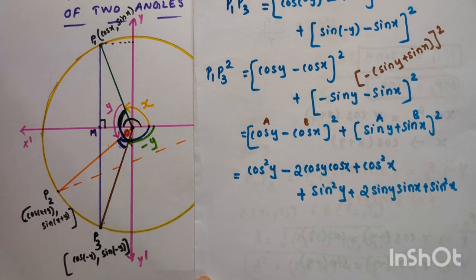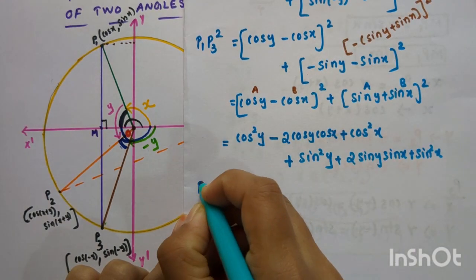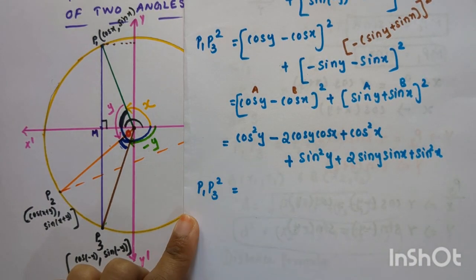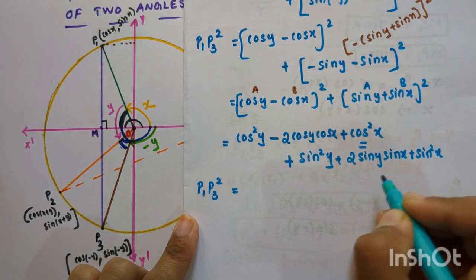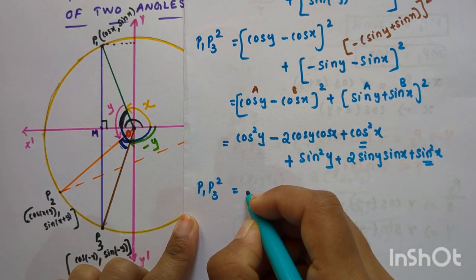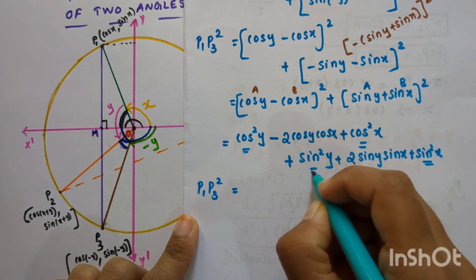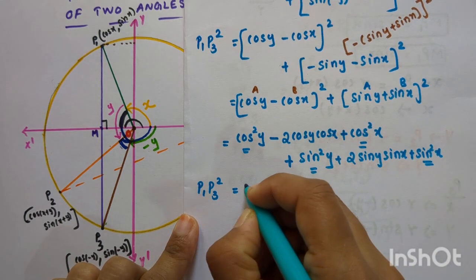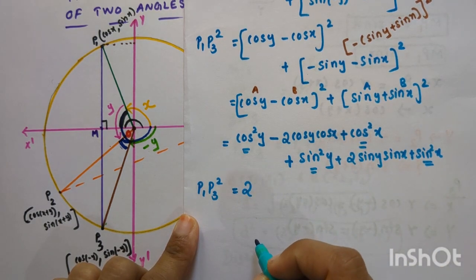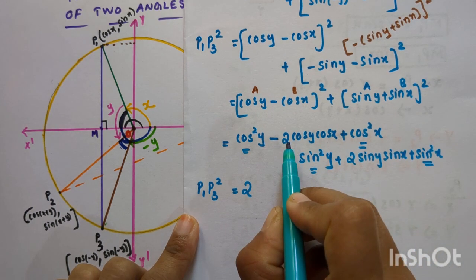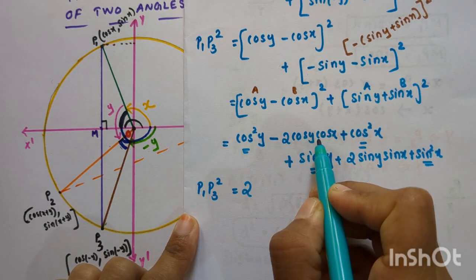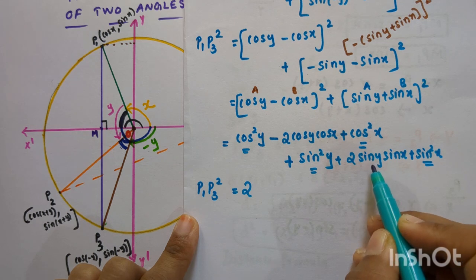Now you see this will become P1P3 square is equal to cos square x plus sin square x, which is equal to 1. Cos square y plus sin square y is equal to 1. So 1 plus 1 will be 2. Then this is minus 2 cos y cos x, then plus 2 sin y sin x.